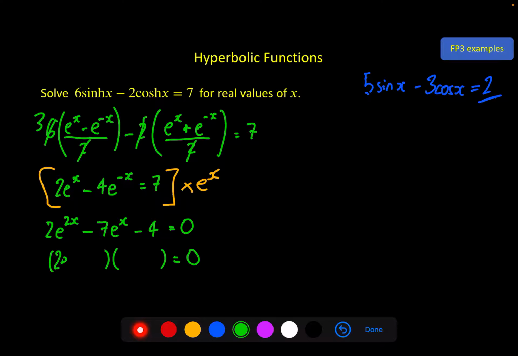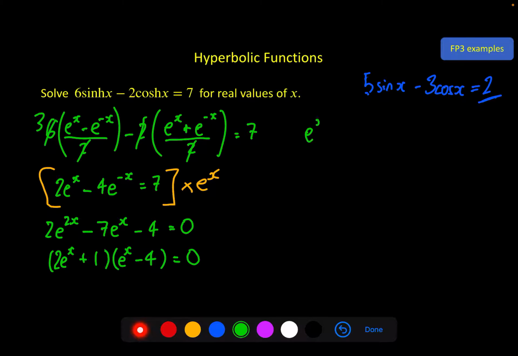We'll have a 2e to the x and an e to the x, and looks like a 4 and a 1. I have a minus 4 here, that gives us minus 8, and a plus 1 here. Yes, that will work. So we've got our two parts to this.